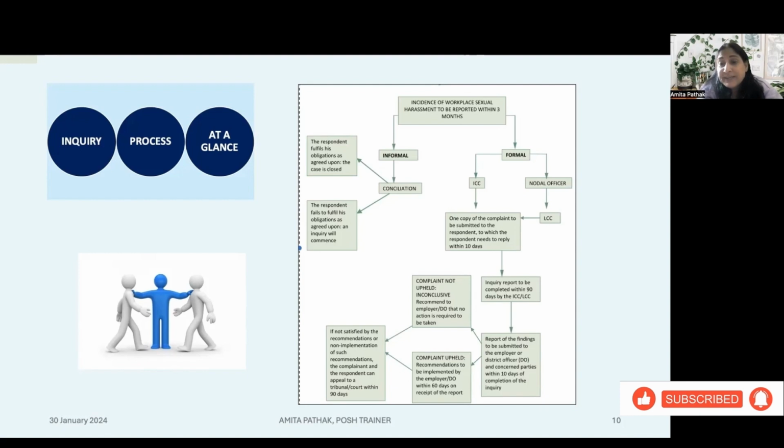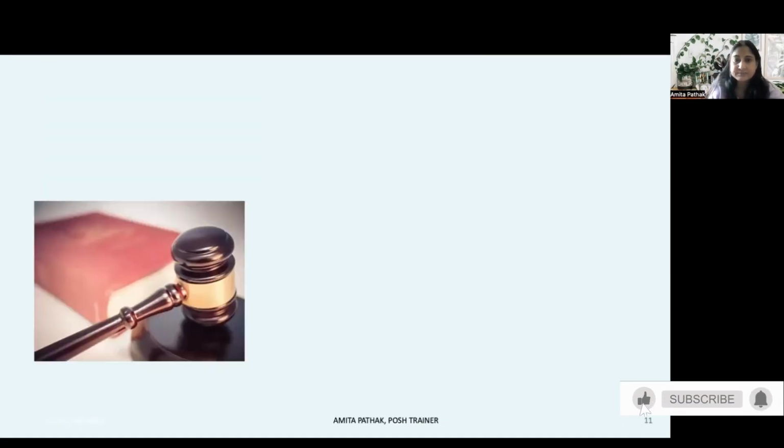If the complainant or the respondent, or both, are not satisfied by the recommendation or the non-implementation of such recommendation, the complainant and the respondent have the right to appeal to a tribunal or a court within 90 days. So this is the process in which, by informal and formal ways, the resolution of a complaint is done. Here the LCC has the power of a civil court for gathering evidence.